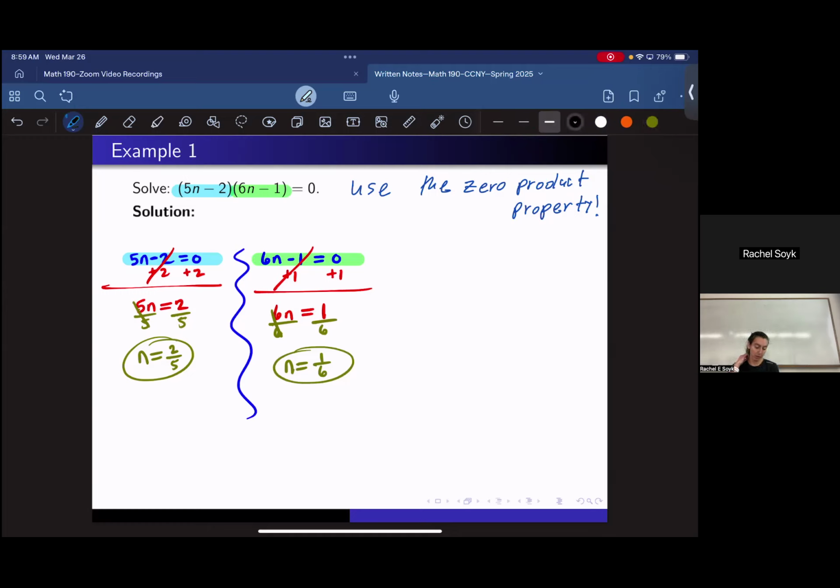And so if we want to plug this back in to check to make sure that this indeed works, if we plug 2/5 back in here, we end up getting 2 minus 2, which gives us 0. And 0 times anything will give us 0, aka our zero product property. So that left-hand side works. And same goes for that right-hand side. 1/6 times 6 is 1, and 1 minus 1 is 0. Once again, 0 times anything will give us 0. And we're done.